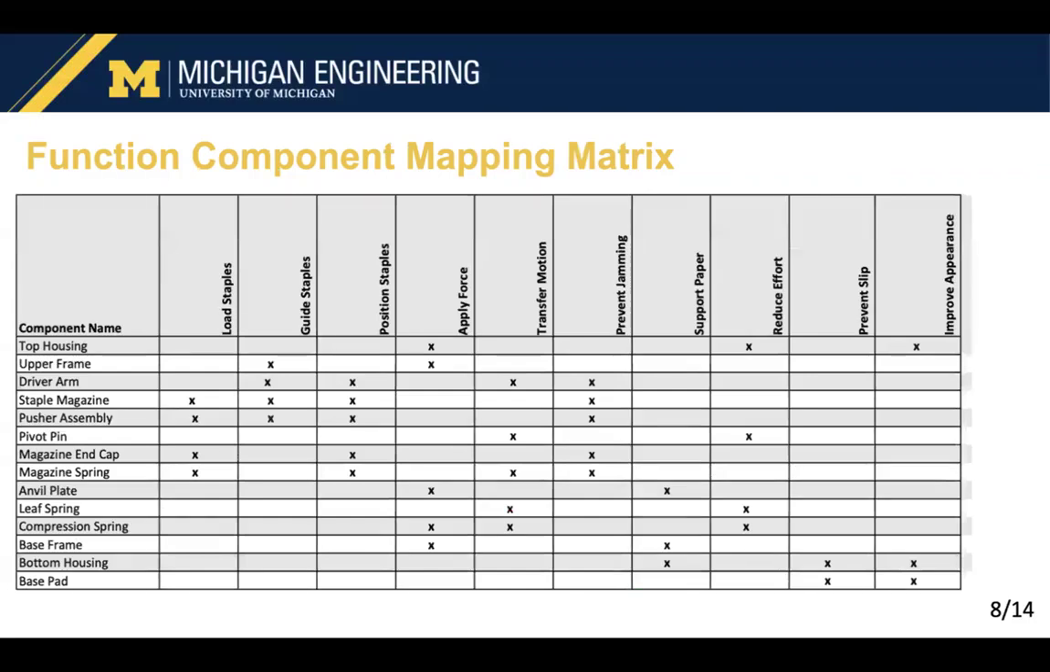This is the function component matrix. You can see by the chart that it is pretty well balanced. All components have several functions, at least more than two, and no single function needs over 40% of the total components.